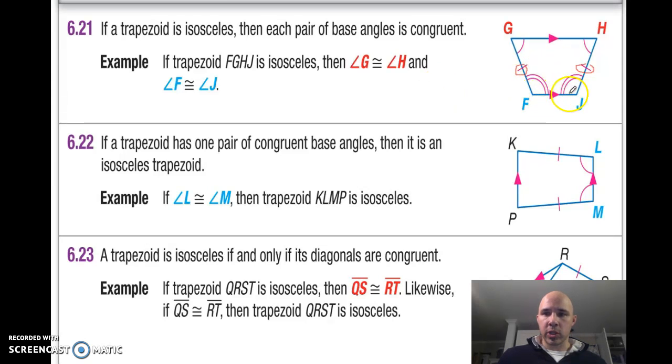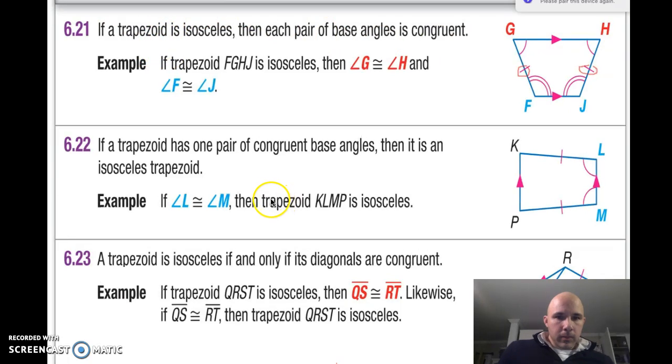So F equals G, or F equals J, and G equals H. If you have any questions on this first theorem of isosceles trapezoids, let me know. Another theorem for an isosceles trapezoid is that if the trapezoid has one pair of congruent base angles, then it's an isosceles trapezoid. So if we know that angle L equals angle M, we know it's going to be an isosceles trapezoid.